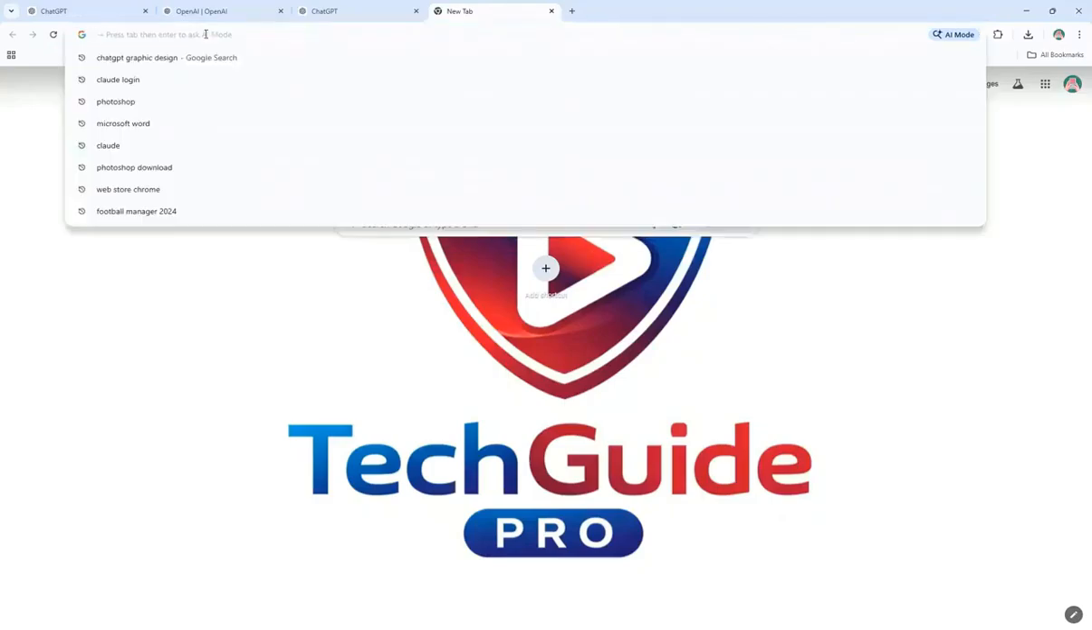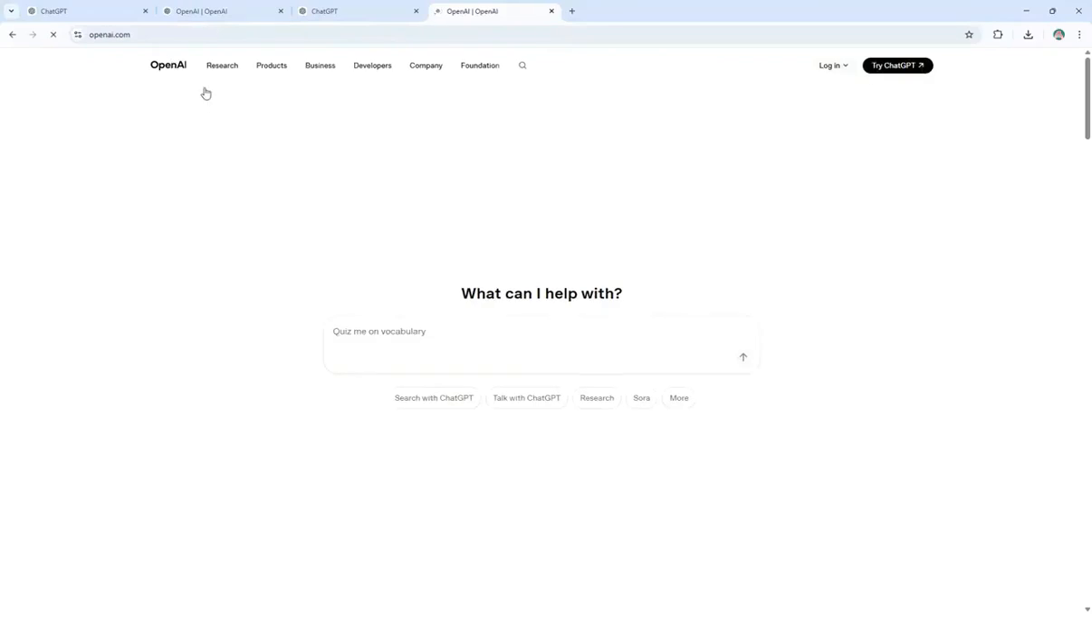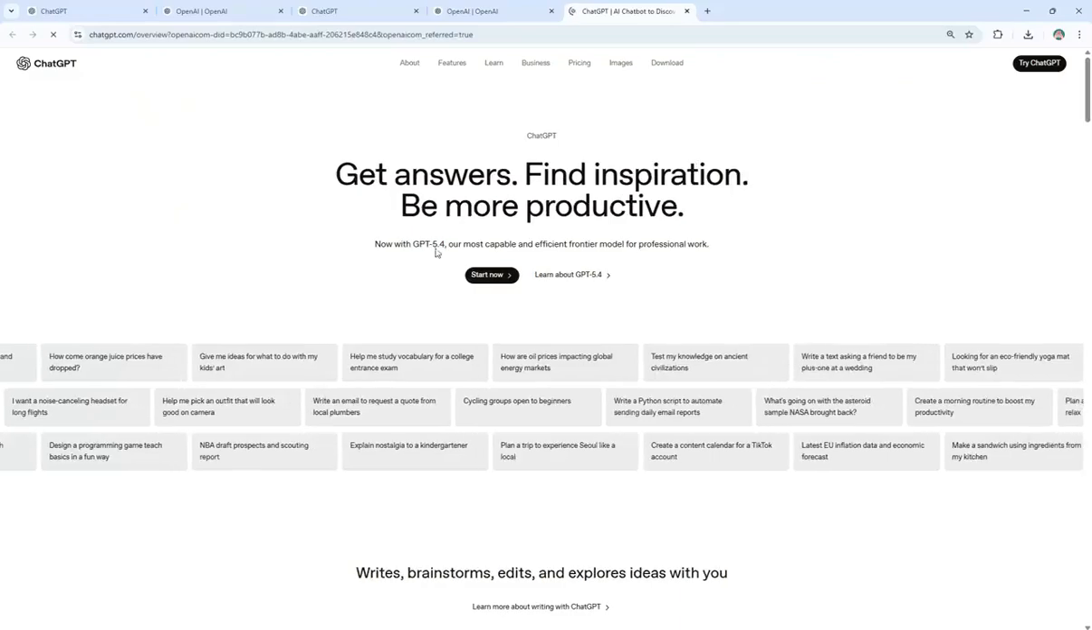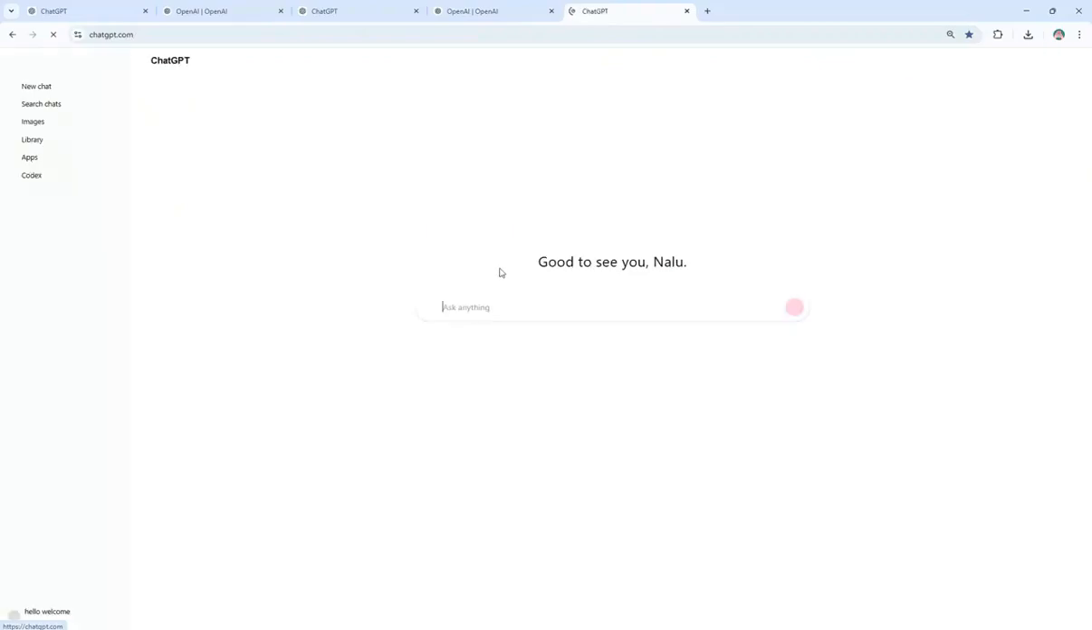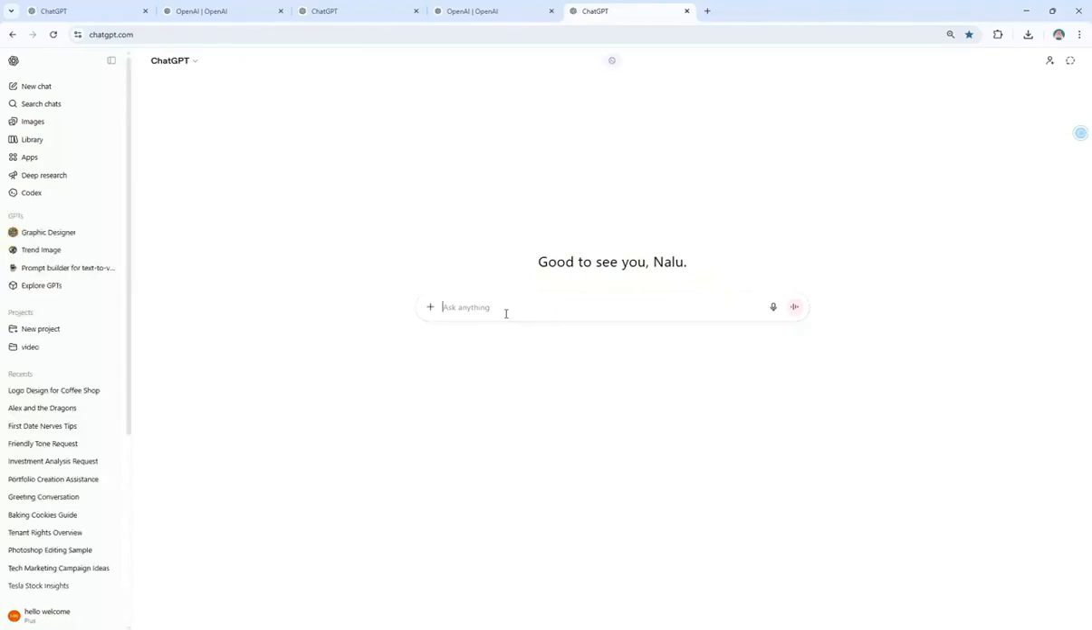First, go to the OpenAI website and log into your account. Once you're logged in, navigate to the ChatGPT section. You'll see an interface where you can interact with ChatGPT for various tasks, including trading assistance. To get started, you need to input your trading-related query. You can ask ChatGPT about current market trends, request analysis on specific stocks, or even ask for trading strategies.